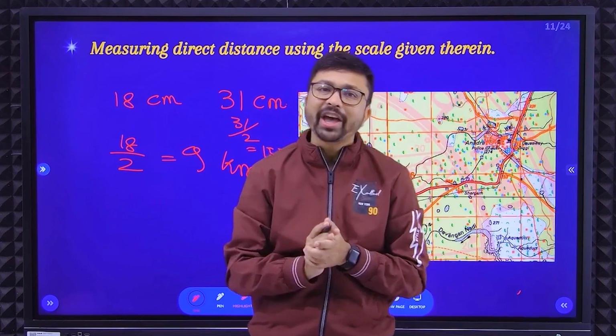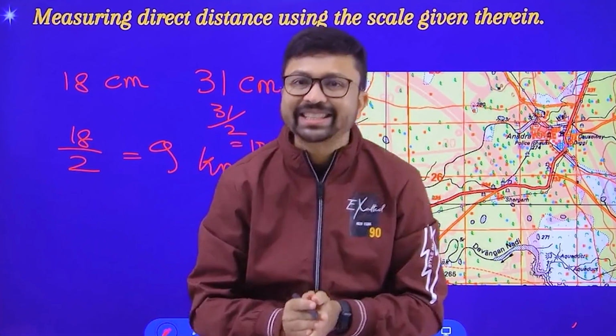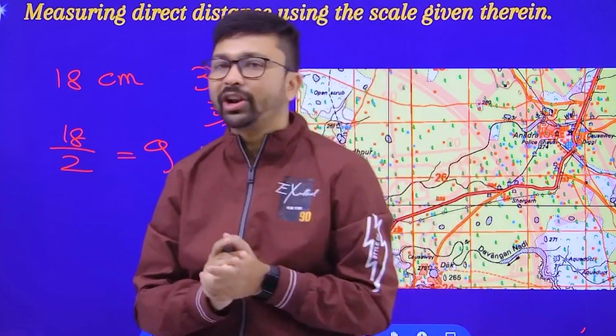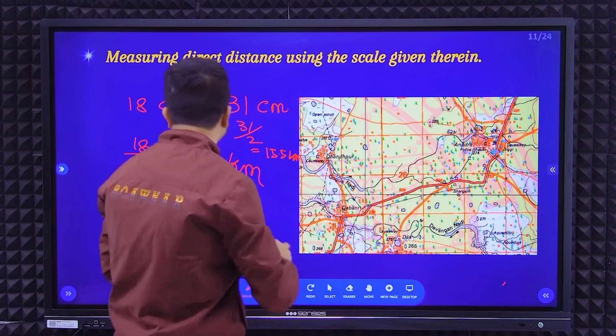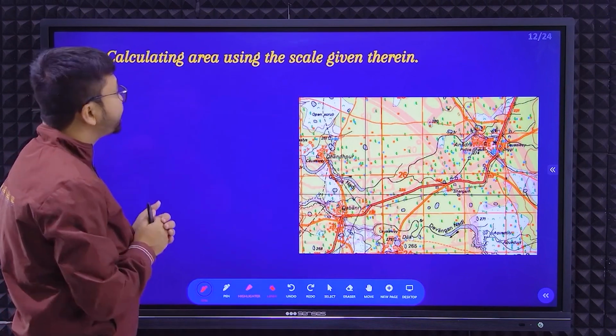So remember one thing: for distance calculation, you need to measure the distance, and after measuring, you have to divide by 2. That's how you get the distance answer. Next part is the area calculation. According to your syllabus, the area calculation question will be given as per the northing and easting.